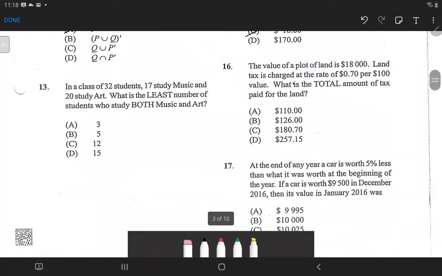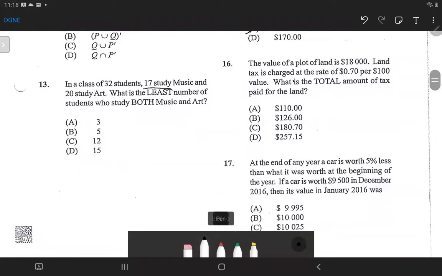Number 13, in a class of 32 students, 17 study music and 20 study art. What is the least number of students who study both music and art? The least number of students that study both of them. Notice that if you add up the number of students who study music and who study art, you get 37. So the least they have to be is 5 to account for that difference.